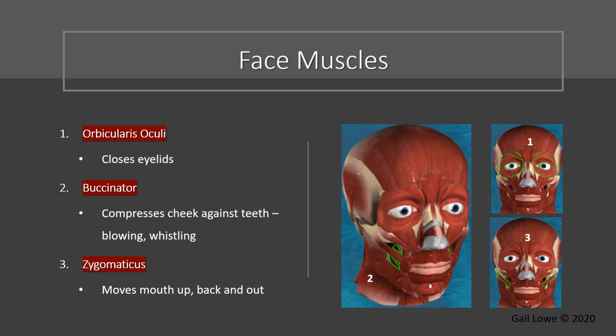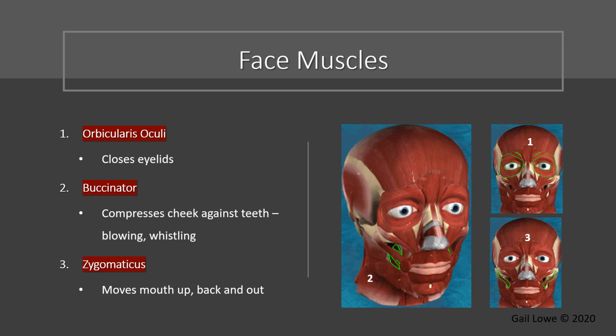Buccinator is a muscle, a tiny couple of muscles that we have at either side of the cheek. We can see that in number 2, the bigger of the pictures. Now this compresses the cheek against the teeth and is responsible for blowing. If you blow, you can feel these muscles.